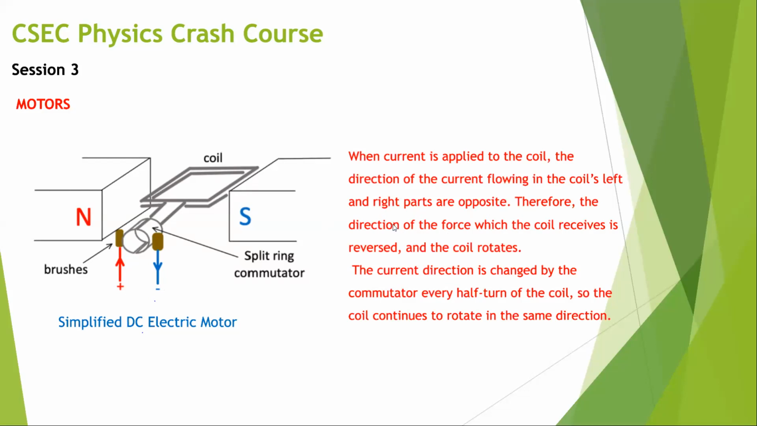So therefore, what that causes is the direction of the force which the coil receives is reversed, all right? And the coil rotates. So we'll have, for example, an upward force on the left side of the coil and a downward force on the right side. And those two forces cause the coil to rotate.